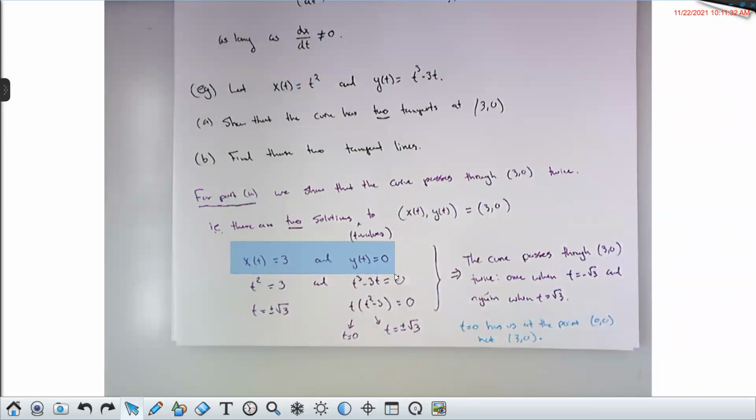We need the y coordinate to be 0. That's the y coordinate of this point. We also need the x coordinate to be 3 in order to be at this point, because the x coordinate of this point is 3. So when t is equal to 0, we're at the origin, not 3, 0.